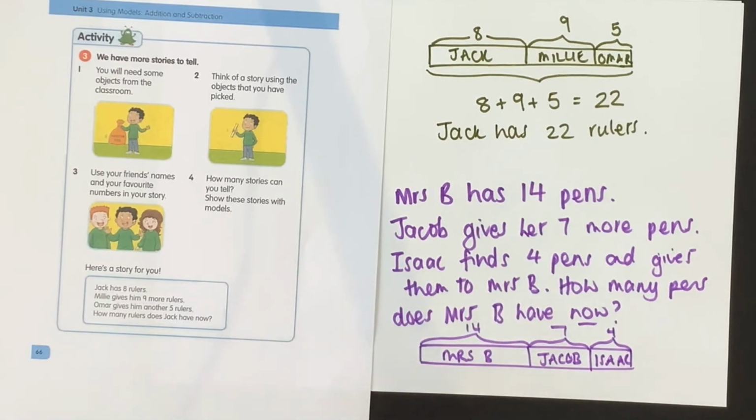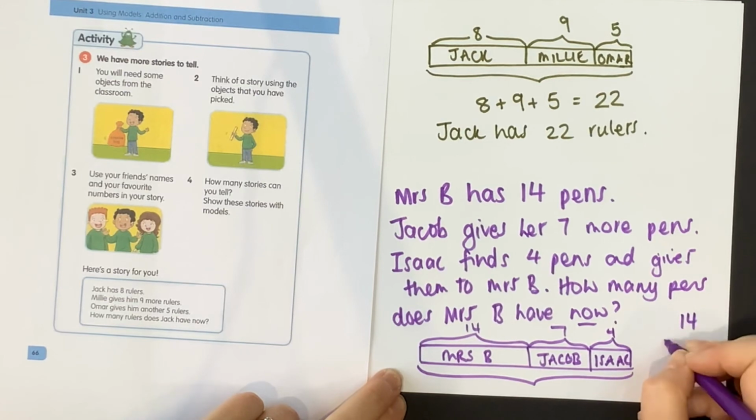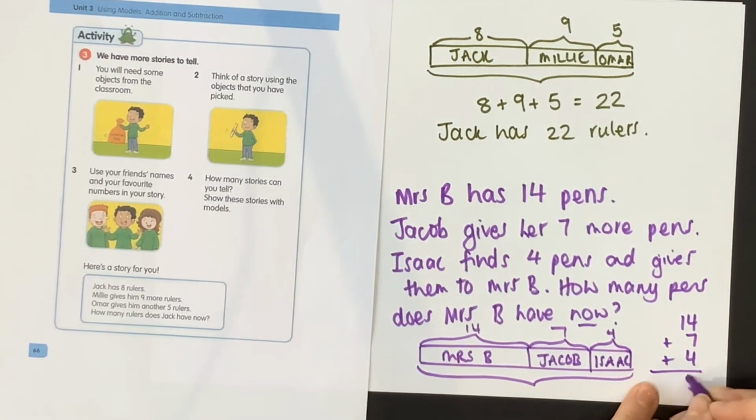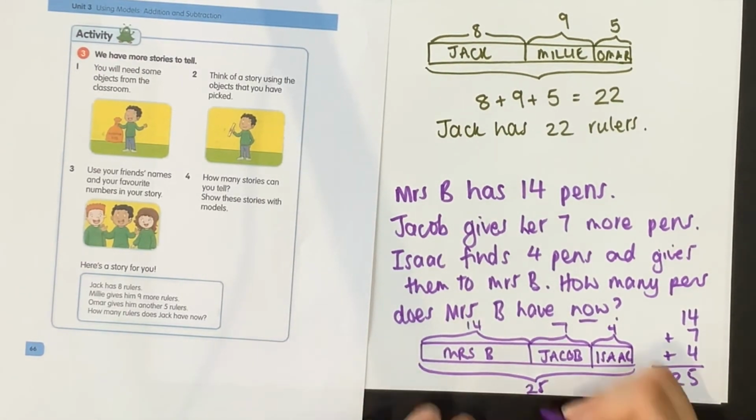Okay, so how do I work out the total? Well, I need to add those together. 14, add 7, add 4. So altogether, that's 25. So Mrs. Brown has 25 pens all together.